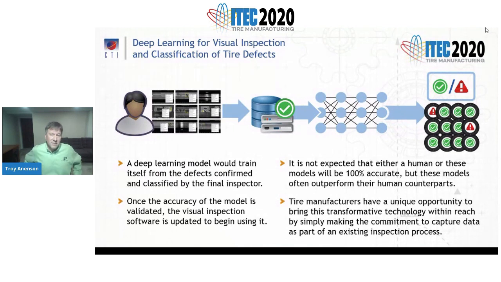so in contrast, a deep learning model would train itself from the defects confirmed by the visual inspection images and classified by the tire inspector, as I mentioned before. So once the accuracy of this model is validated, the visual inspection software is updated to begin using it to detect and classify defects without the assistance of the final inspector. It's common to report the accuracy of a deep learning model compared to the accuracy of a human doing the same task. It's not expected that either will be 100% accurate, but these deep learning models often outperform their human counterparts.